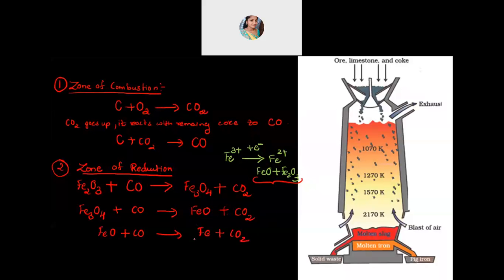Okay, so go in steps. First step, a little amount of iron oxide is reduced to FeO. So you will have a combination of both, Fe3O4. That Fe3O4 will further react with carbon monoxide, giving you FeO. Now that FeO will further react with your reducing agent carbon monoxide, giving you Fe plus CO2. Okay, is this understood? This zone of reduction is understood to you?